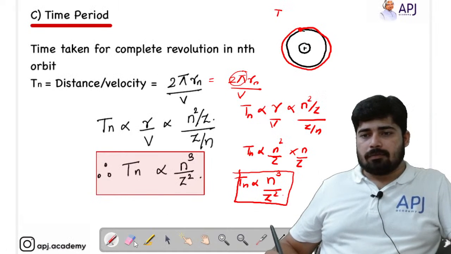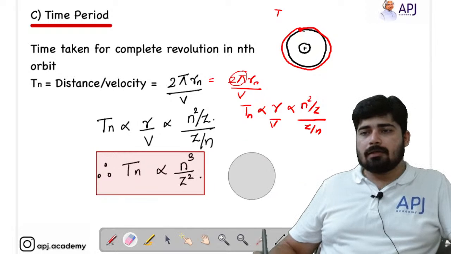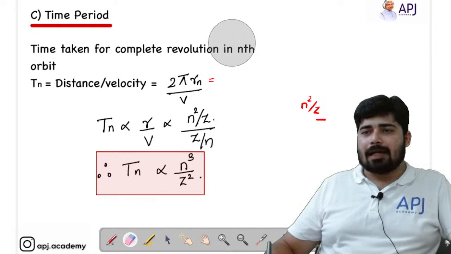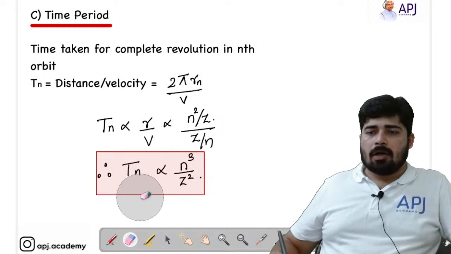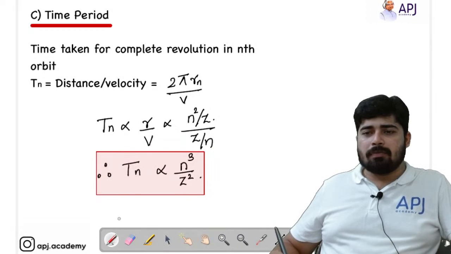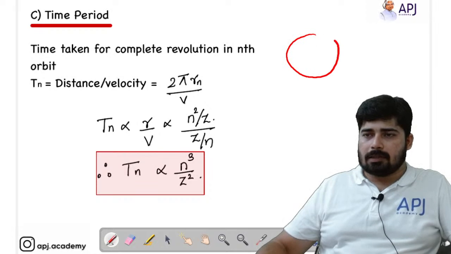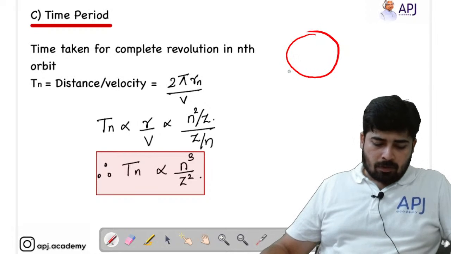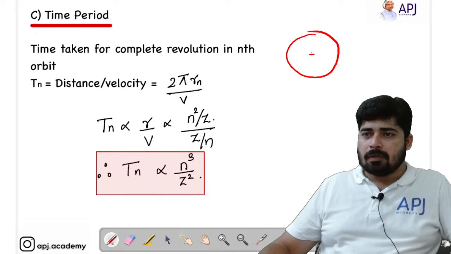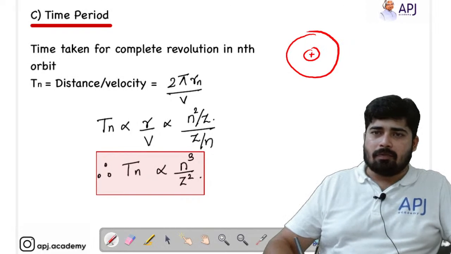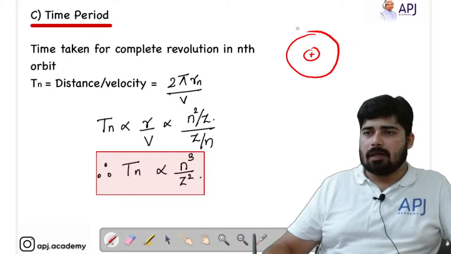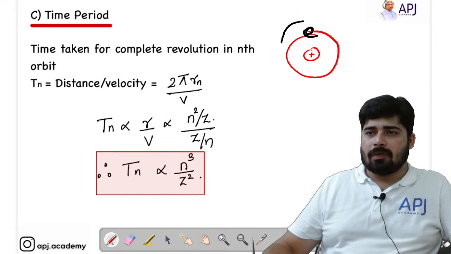Now another one. Here we are going to discuss the time period. What do you mean by time period? Let me consider an orbit here. This is an orbit. We have a central nucleus. We know that the electron is revolving around the nucleus. So here I'll draw the electron. This is the electron, revolving in this direction.